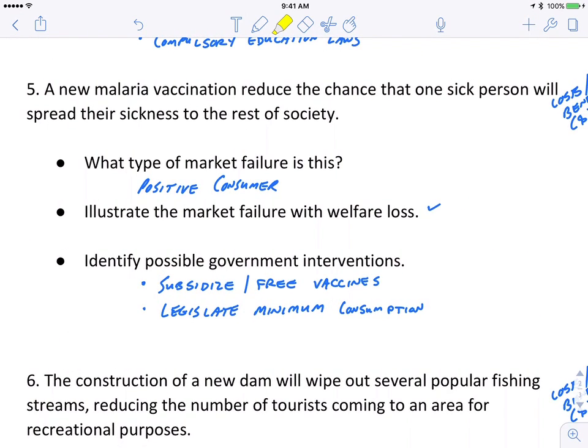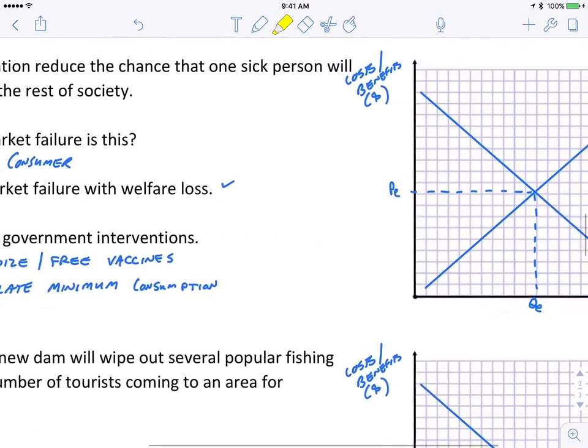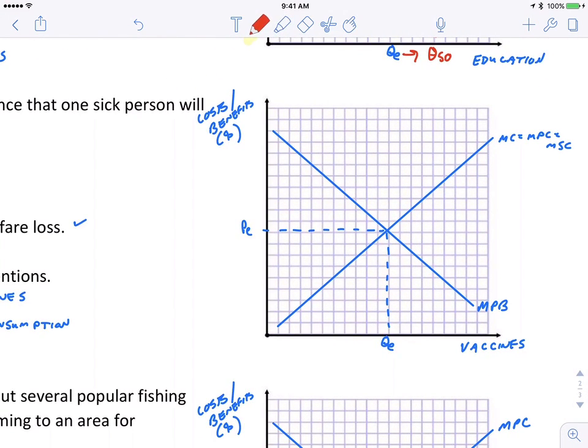Number 5, a new malaria vaccine reduces the chance that one sick person will spread their illness. This is another positive consumer externality. Again, we could subsidize vaccines or legislate the minimum consumption of vaccines. If you haven't noticed, in the United States we see free flu shots being given out everywhere, subsidized to the point that they're free. We also have laws in the United States that you need to have a vaccine before you can start public education. All these things are aimed at increasing to the socially optimal level.